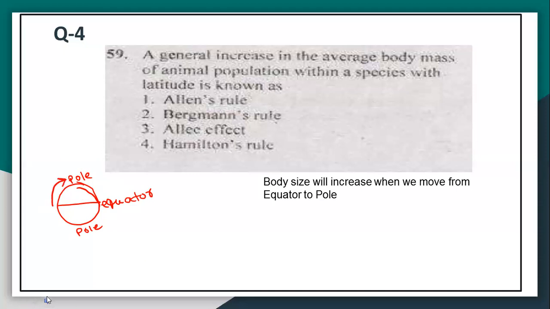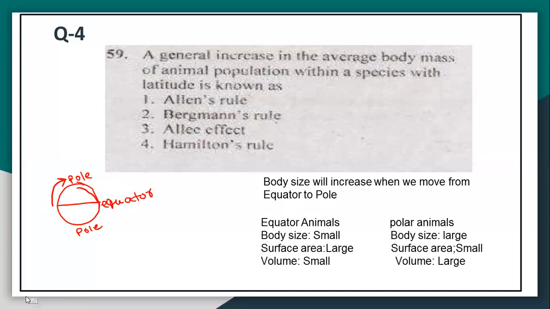Now see the major difference between equatorial animals and polar animals. Equatorial animals have a small body size, large surface area and small volume. But polar animals have a larger body size, small surface area and large volume. So the answer is option 2, Bergmann's rule.